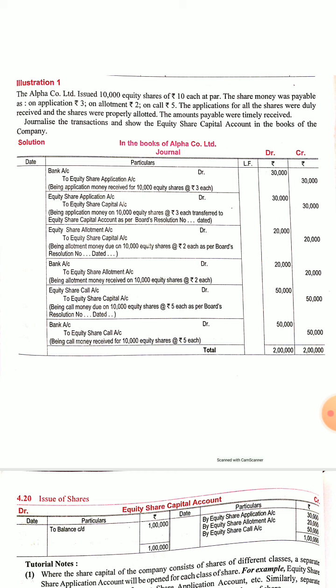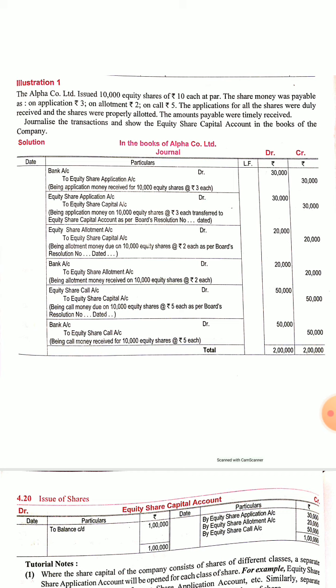Now, the second entry which will be made: the share application money will be transferred to equity share capital. In case some applications are returned and the application money is refunded, then that part will not go into the share capital account. But here no refund or return of application has been made. All the applied shareholders are getting the shares. So this total money of 30,000 will be transferred to equity share capital.